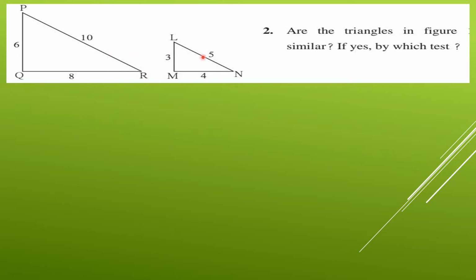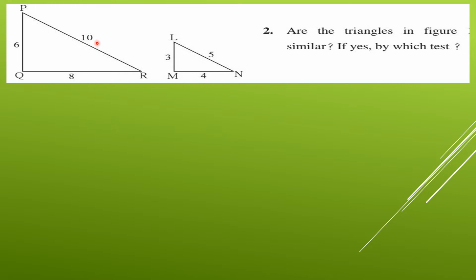The second example is, are the triangles given in the figure similar? If yes, by which test? Now look at the two triangles given in the figure. There is triangle PQR and triangle LMN. Also, the lengths of the three sides of both the triangles are given. If we take the ratios of the corresponding sides, that is PQ and LM are the corresponding sides, the ratio of their lengths 6 upon 3 is equal to 2 upon 1.